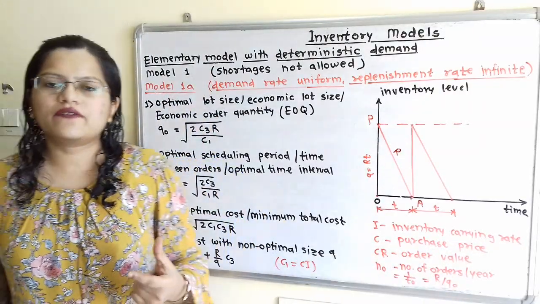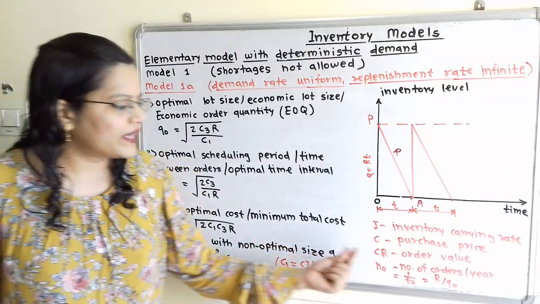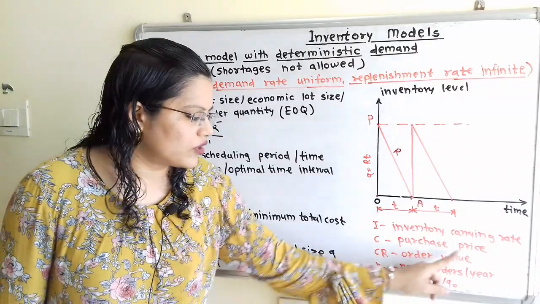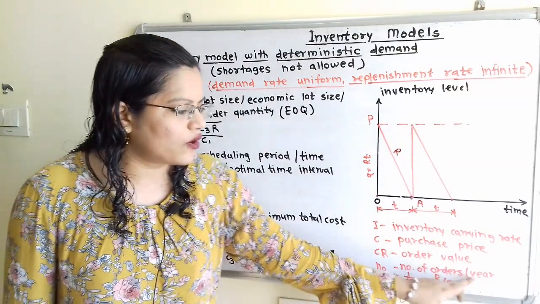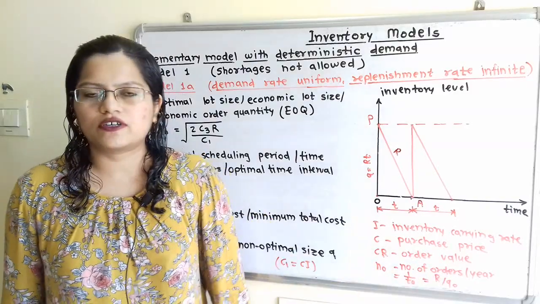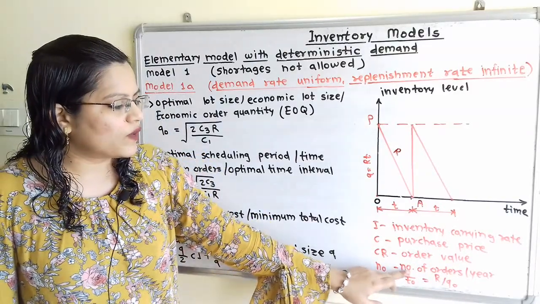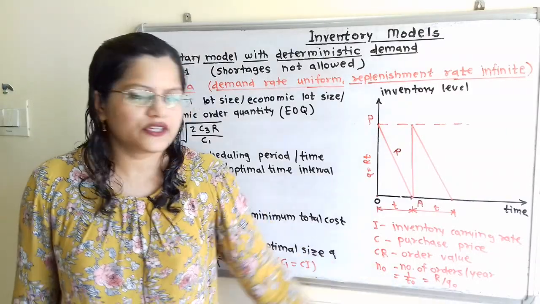Then for order value, when it is mentioned in the question, we have to take CR, that is order value. Then N₀ is the number of orders per year. How to calculate this number of orders per year? That is equal to 1 divided by T₀, or we can also take R divided by Q₀.